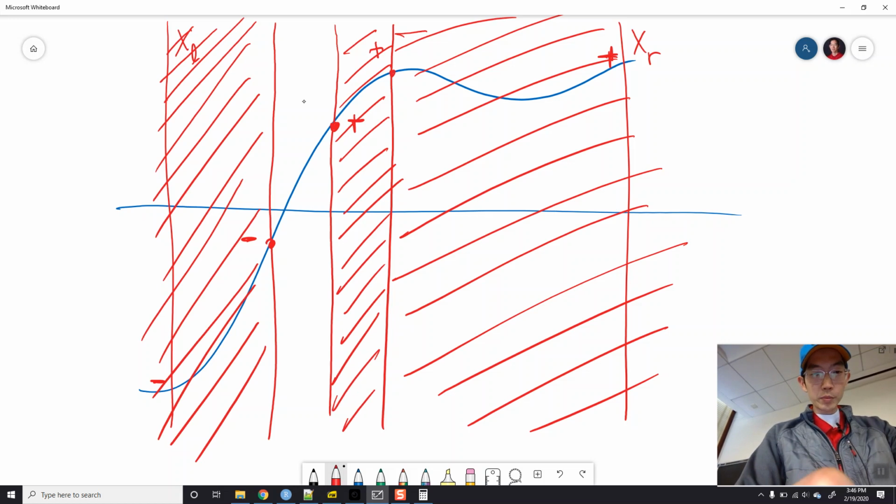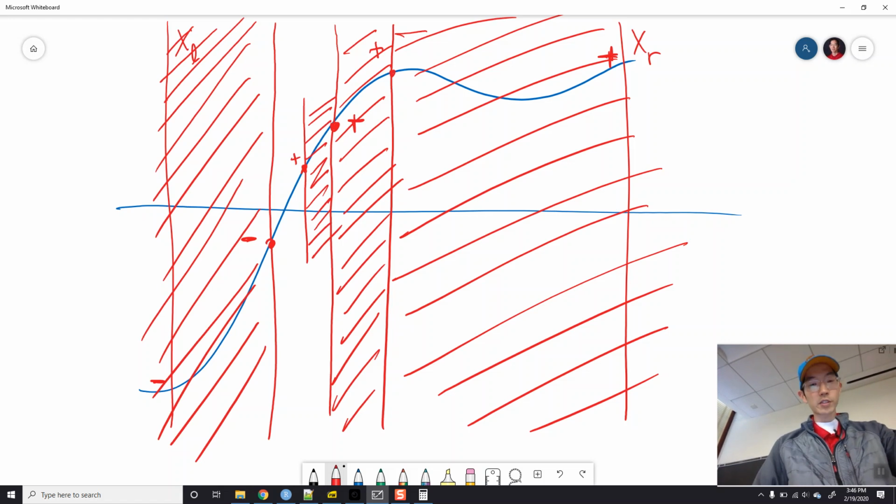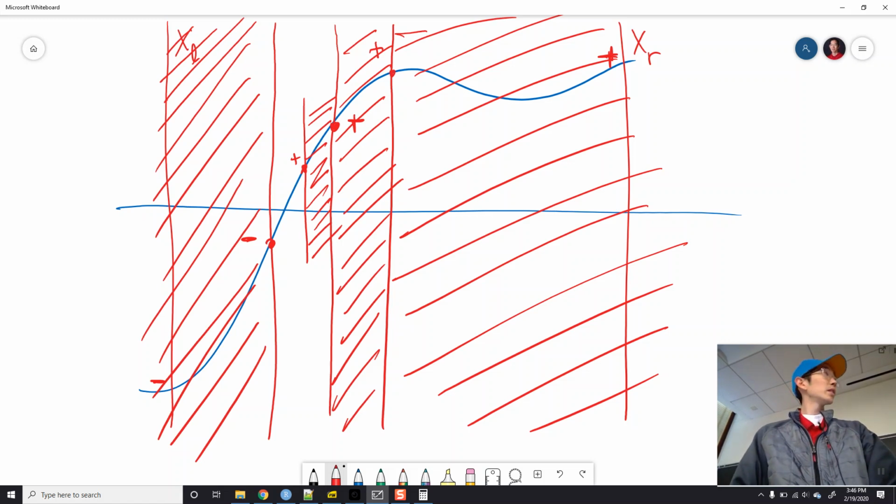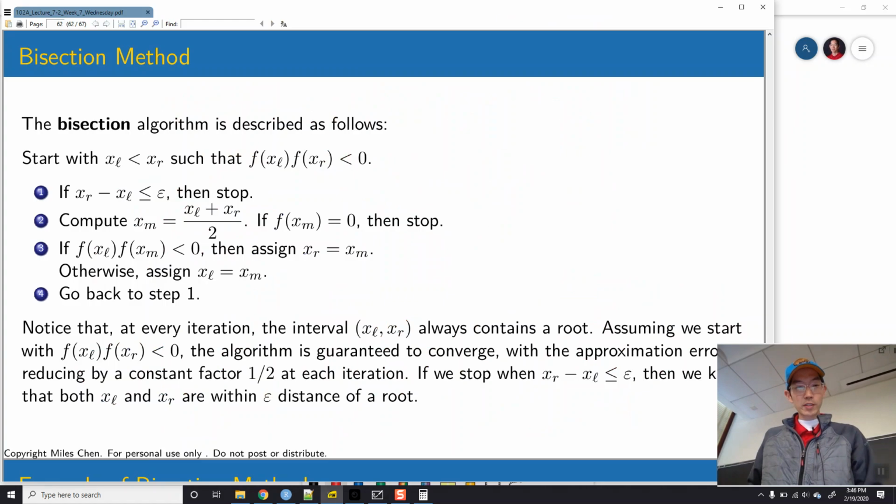Okay, and I keep going back and forth, right? Or not back and forth, but I keep taking the midpoint and cutting it in half, and then throwing away the side. It's just so that we always have one side negative and one side positive. Okay, and so we keep having our interval, and that is how we're going to find it. Okay, so this is how the bisection algorithm works, right?